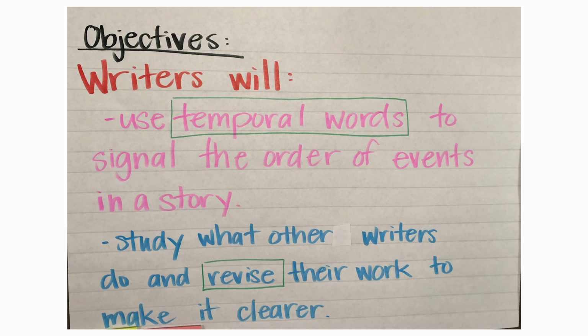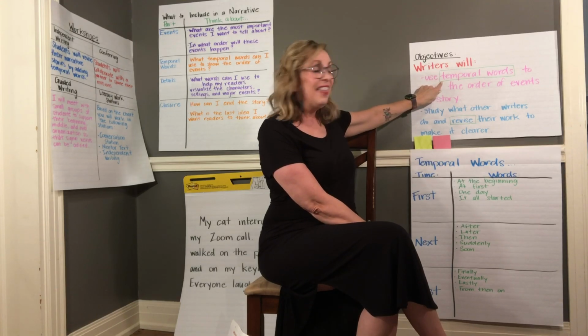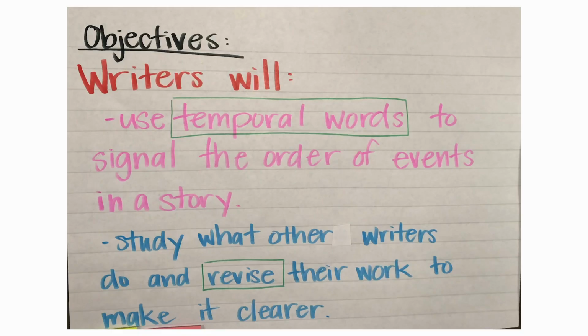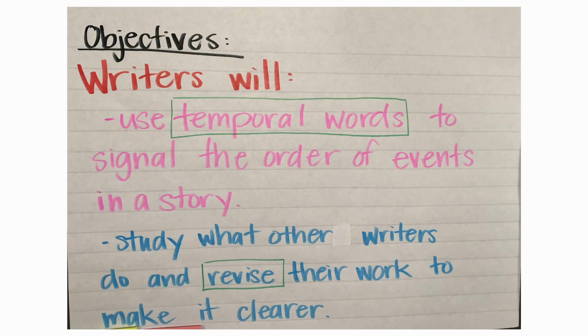Writers will use, oh wow, we have a new word here, don't we? This word is temporal. Can everyone say temporal with me? Fantastic. Let's read our objective again. Ready? Writers will use temporal words to signal the order of events in a story. Writers will study what other writers do and revise their work to make it clearer.